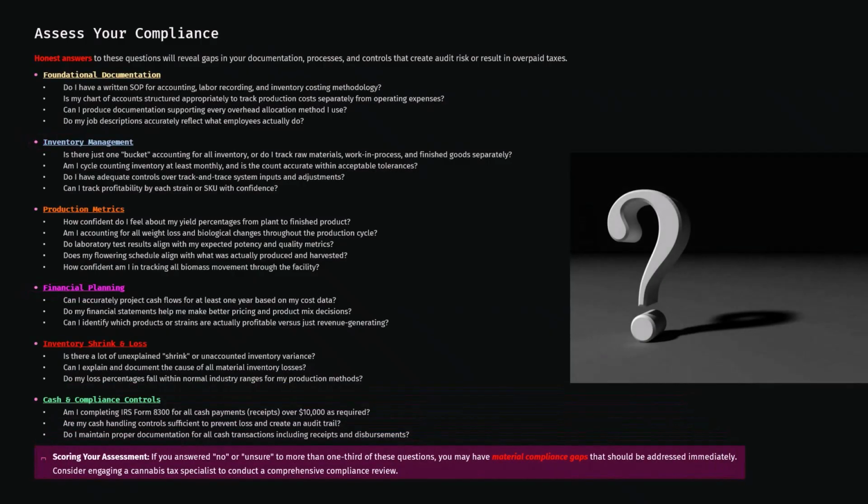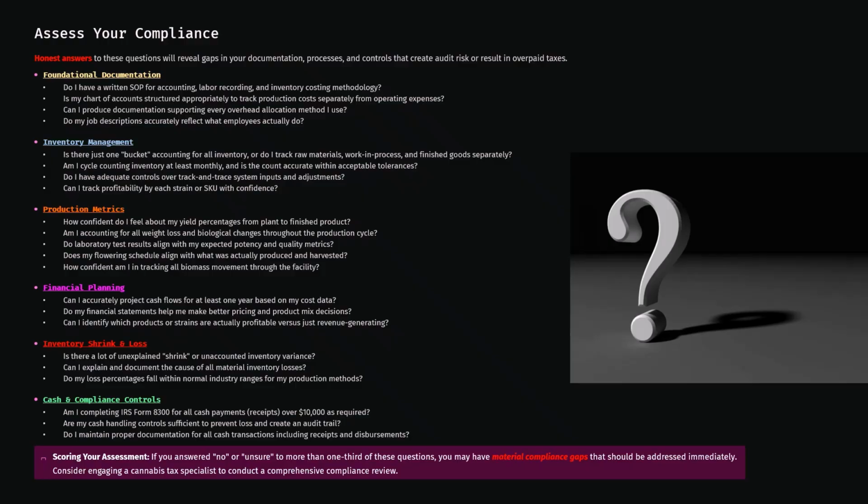This is one of the most important parts in the presentation. Why? Because if you can't confidently answer yes to most of these questions, then you've got blind spots. Blind spots that could cost you money, trigger an audit, or leave you flying blind on profitability. Let's walk through some of these.